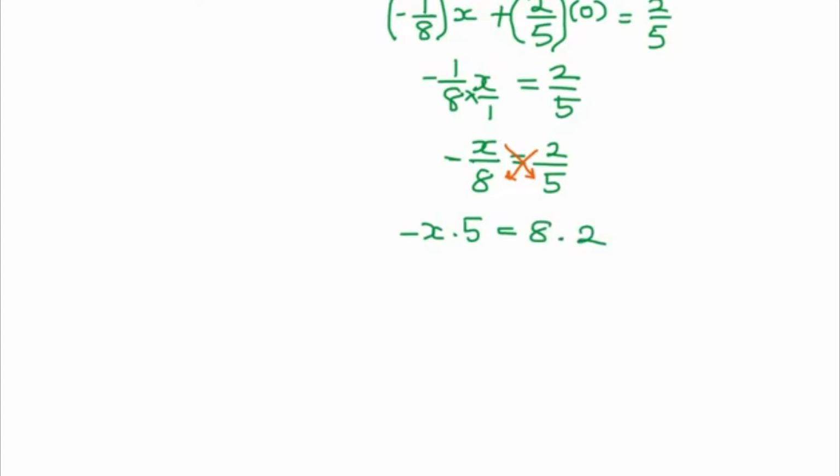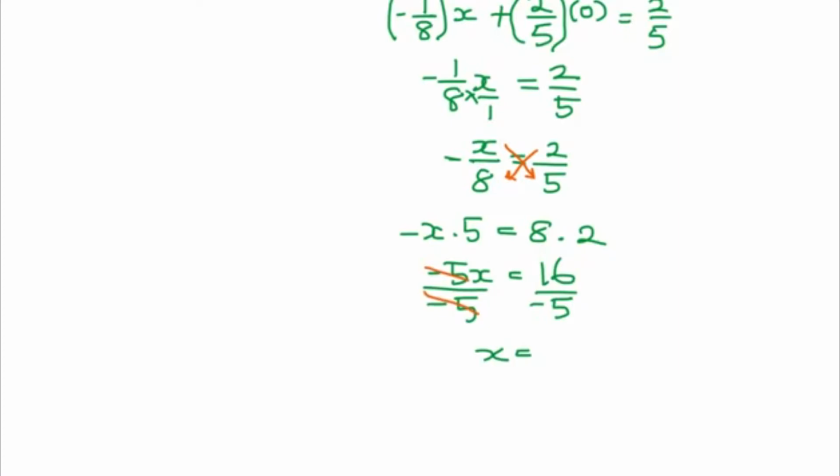So as a result of that, what we have is negative 5x is equal to 8 times 2, which is known to be 16. And once we have that, this should be an easy solution, and we should be able to get our answer x to be equal to negative 16 over 5, because in this case x here is actually going to be isolated, and we are dividing both sides by negative 5.